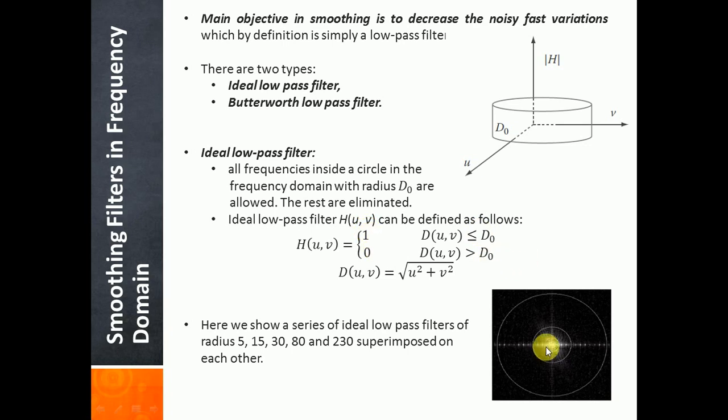Here is an example of low pass filters with increasing radii: 5, 15, 30, 80, and then 230. This is 230, this is 80, this is 30, this is 15, and there's a small one which is 5 here. Now, let's see what happens if you pass an image through low pass filters with increasing radius. Obviously, the bigger the radius, the more higher frequency components are also allowed.